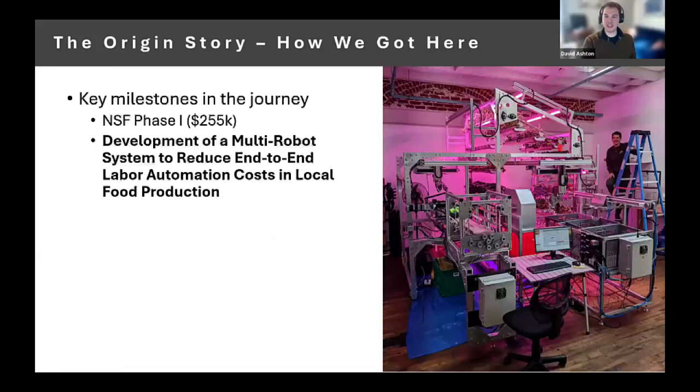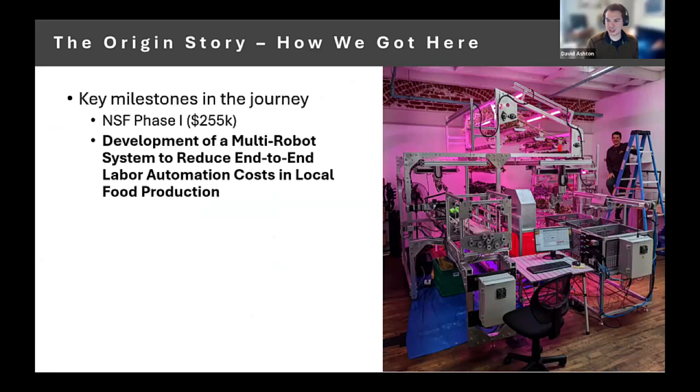And so after recruiting a co-founder, our first major milestone was receiving a National Science Foundation Phase 1 grant through the Environmental Technologies cohort. So it's just me and one other person. We got about a $250,000 grant, and we wanted to prove the automation out in a warehouse in Portland. And so here's our first prototype.